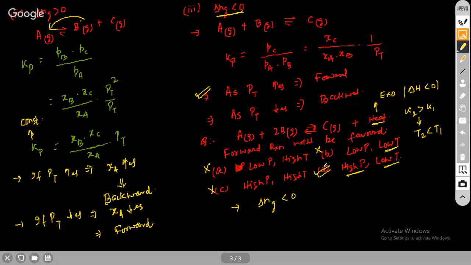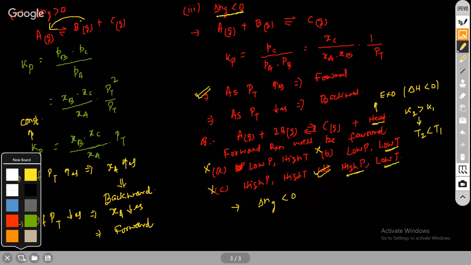Anyway, option D is correct, right? So this is how we do the questions on Le Chatelier's principle and all. There are a few more conditions we have, and we'll see them quickly. That is the addition of catalyst. You write down addition of catalyst.